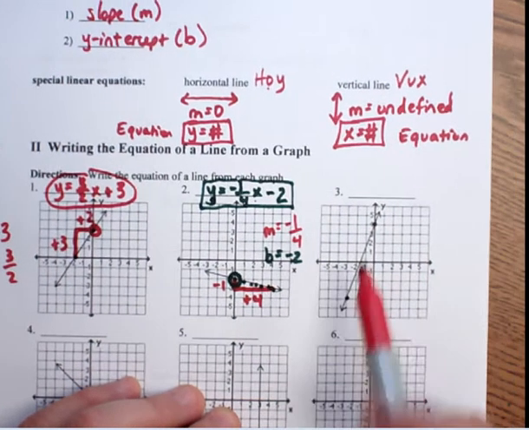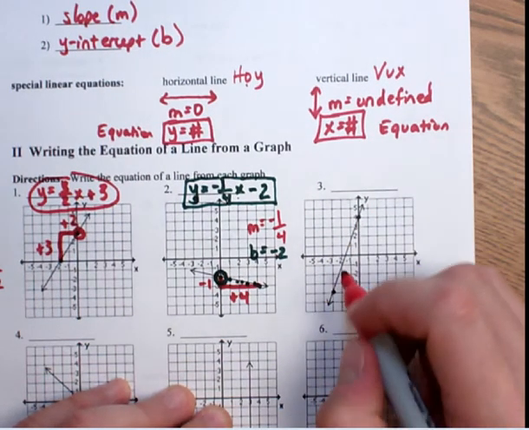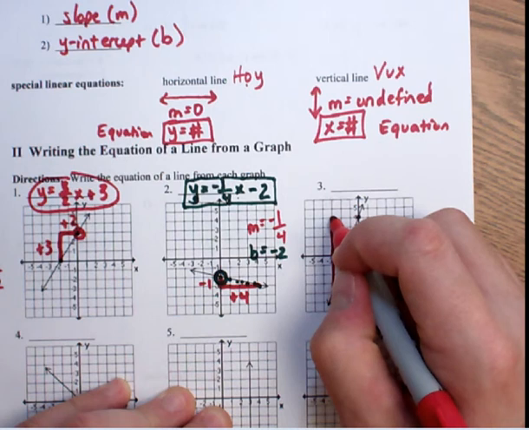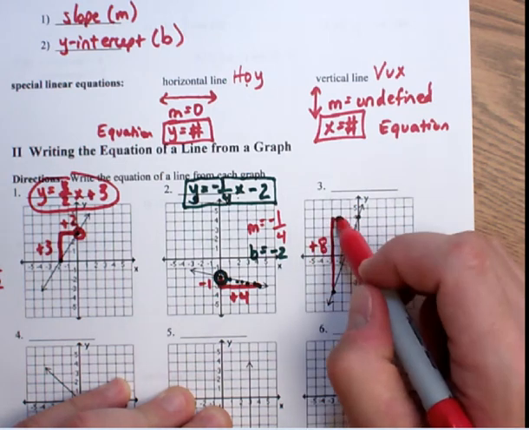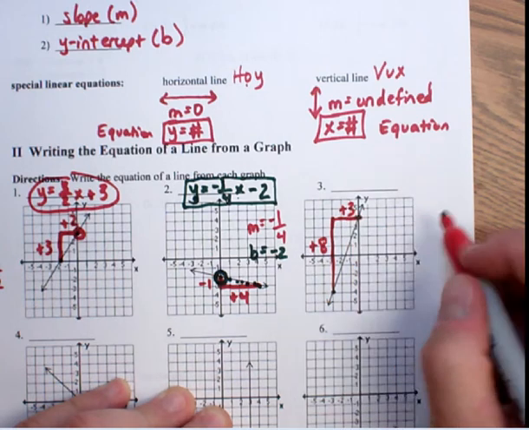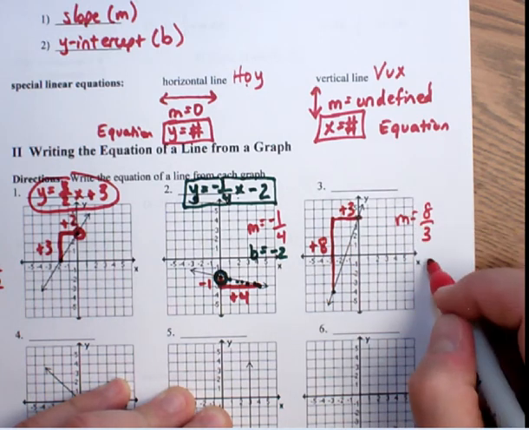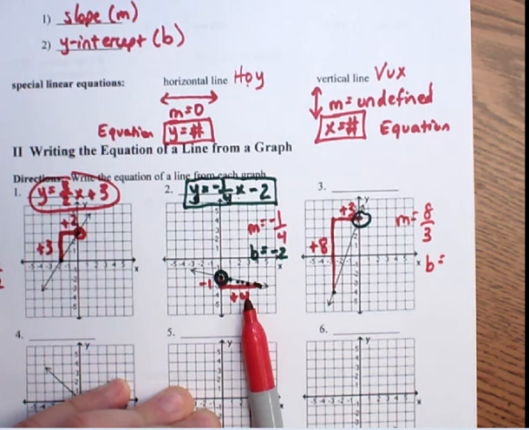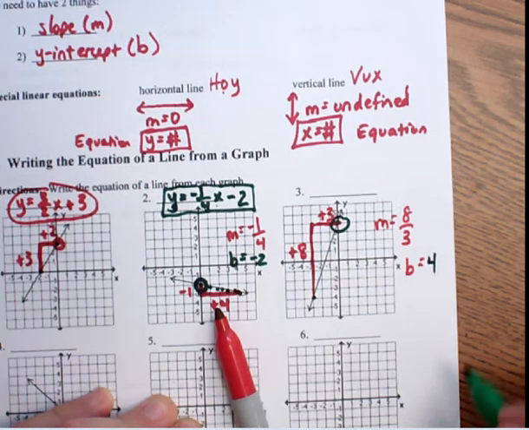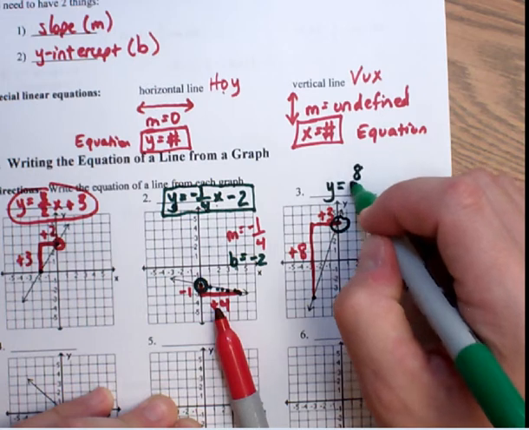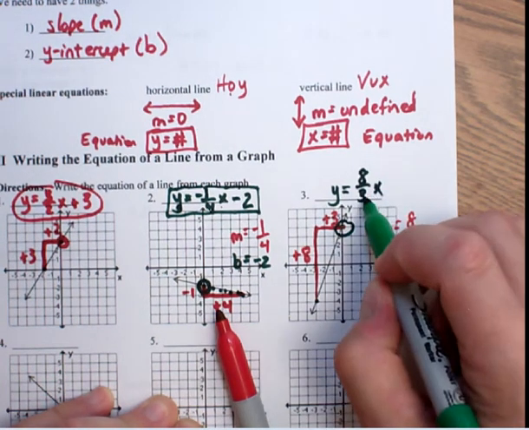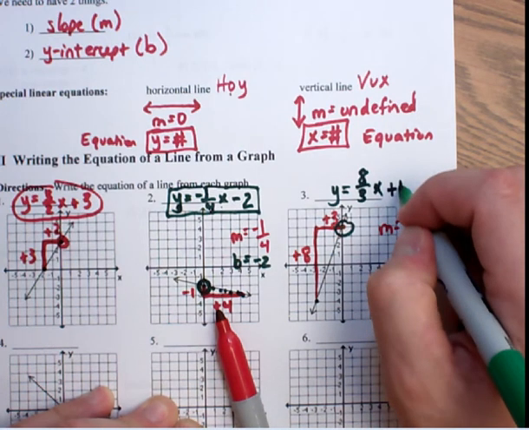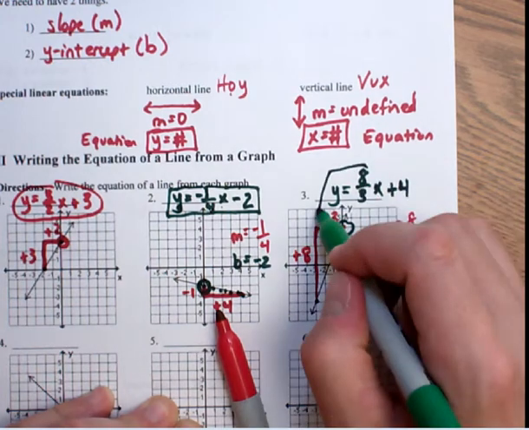Okay, number 3. Let's count the rise over run. So we're going to rise 1, 2, 3, 4, 5, 6, 7, 8. That's positive. Then we'll go over 1, 2, 3. So m equals 8 over 3. The y-intercept, where do we cross the y-axis? Right here, that's positive 4. So the equation is y equals 8 over 3 times x, so that's m times x, plus the b value 4. So it's plus 4. That's your answer.